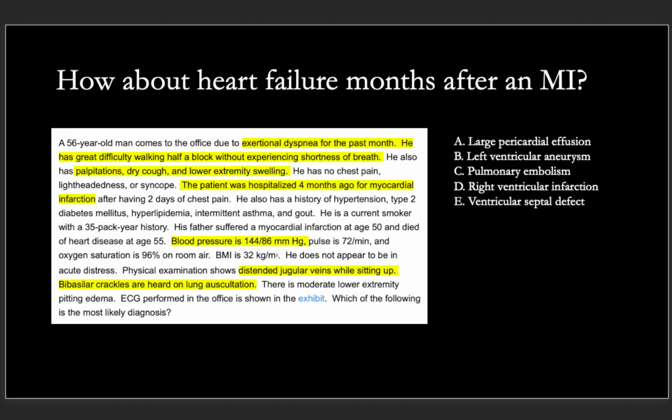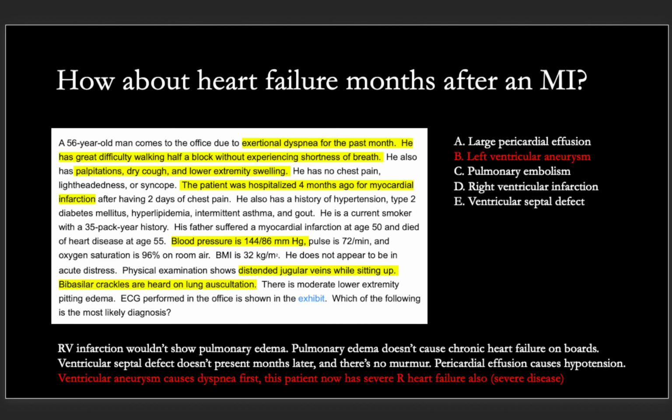This is a different question. What are you thinking about when you have heart failure months after a heart attack? Well, we kind of talked about it. Months after a heart attack, let's say you have some scar tissue. If it does rupture, it's pretty mature, so it's going to be contained within the heart, and you're going to have symptoms of heart failure. And so the answer here is a left ventricular aneurysm. The key here is that the defect presented months later and it caused shortness of breath progressing onto heart failure.